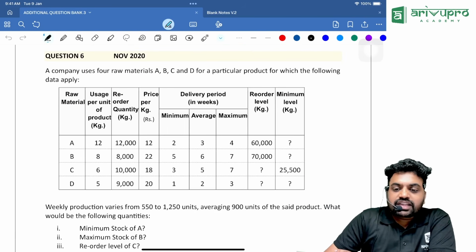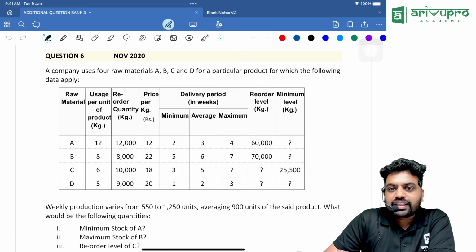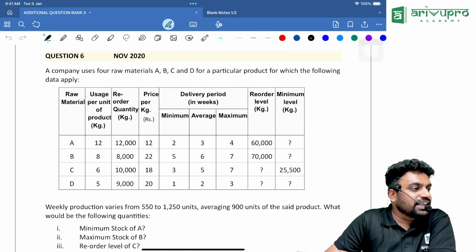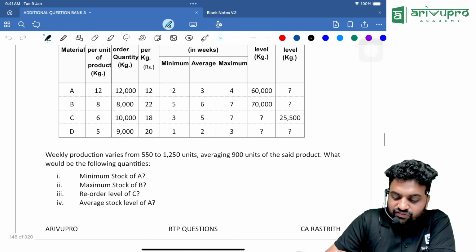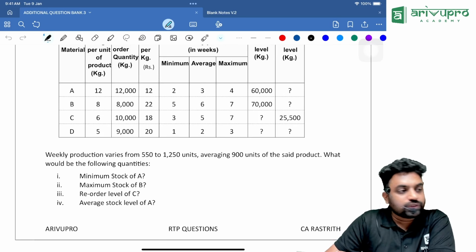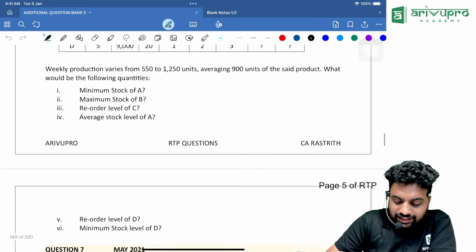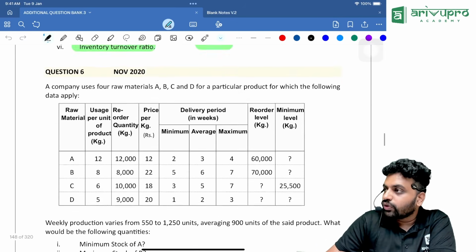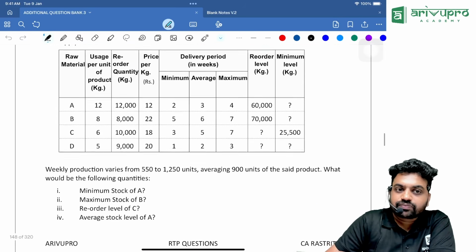This sixth one is nothing but your ICI material question, the practical problem question, where they have told ABC. Here they are telling ABCD. There they have told 175 units, 200 units, 225 units. Here they are telling 550 units, 900 units, 1250 units. All other things remain the same. Kindly do it on your own. Sixth one. Okay.